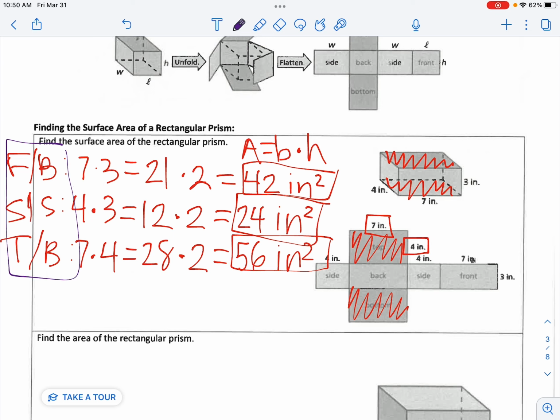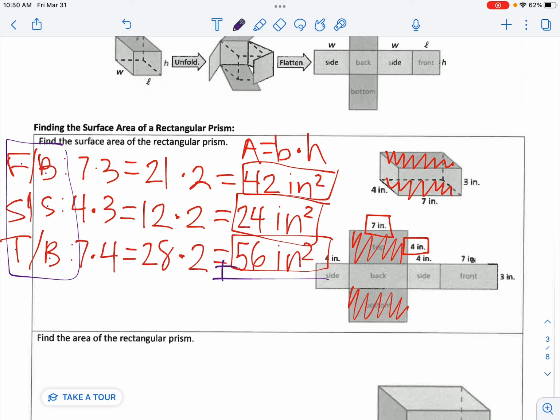Okay, I have front, back, side, top, and bottom. Those are my 6 sides, and we get 42 inches squared, 24 inches squared, and 56 inches squared. Now, all that's left is you have to add all of those together, because remember, surface area is the sum of all of the areas, so we have to add them together.